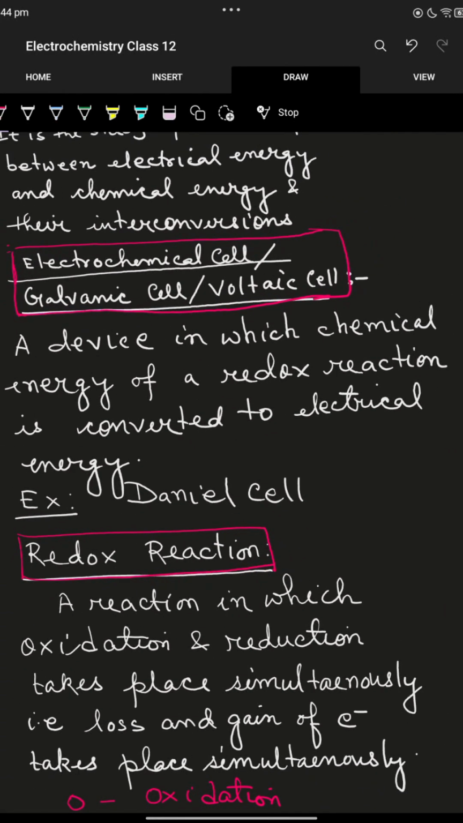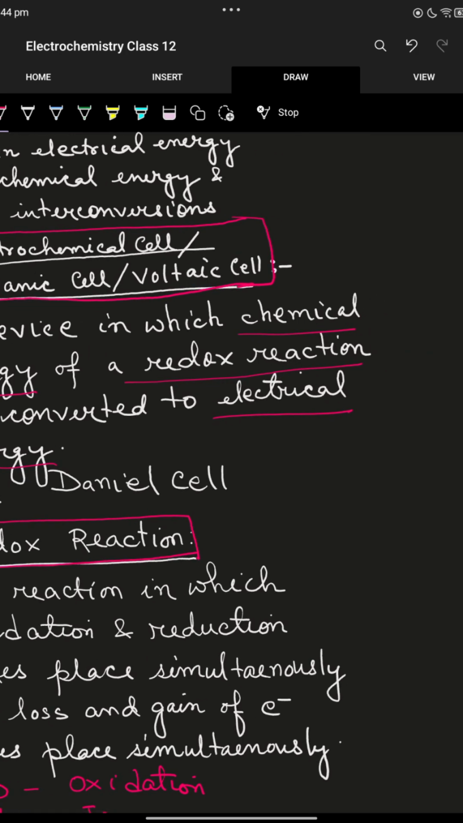Now we need to know what is an electrochemical cell. A device in which the chemical energy of a redox reaction, that means a redox reaction takes place and the chemical energy of the redox reaction is converted to electrical energy. So remember one thing, that in these types of cell, the redox reaction is not direct redox, but the redox reaction is indirect redox reaction.